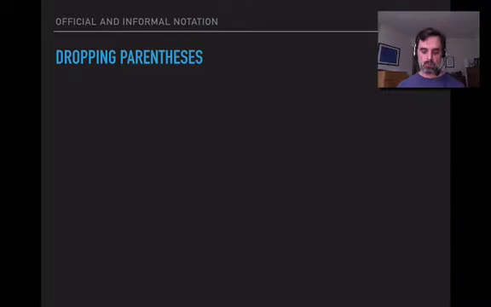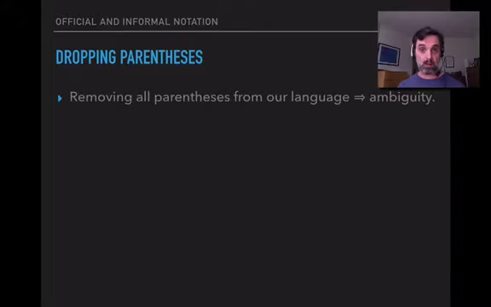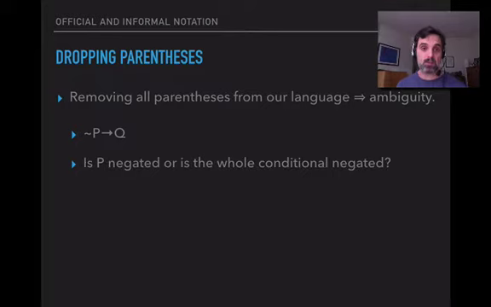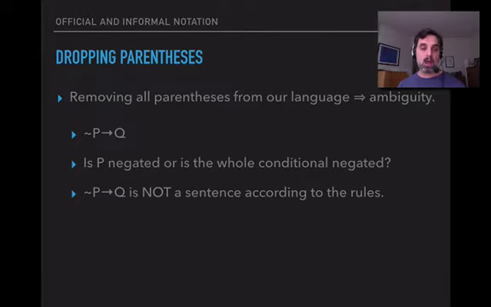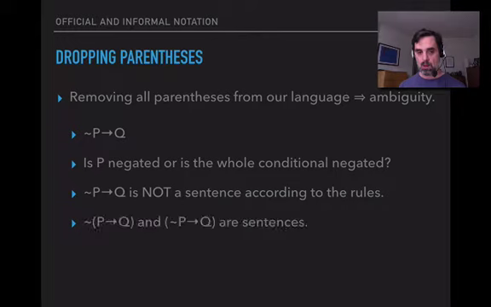So if we were to drop all the parentheses from our language, then we would have an ambiguous language. In that language, with negation P arrow Q, we wouldn't know: is that a conditional with the negation in its antecedent, or is that the negation of the whole conditional? Without parentheses, there'd be nothing to tell us. Relatedly, this string of symbols, negation P arrow Q, is not, according to the rules, a sentence.